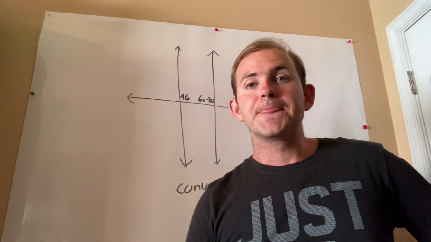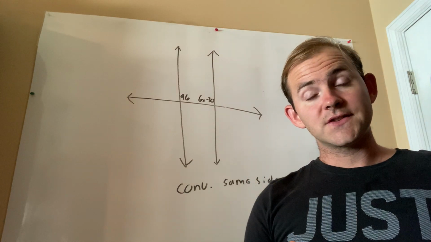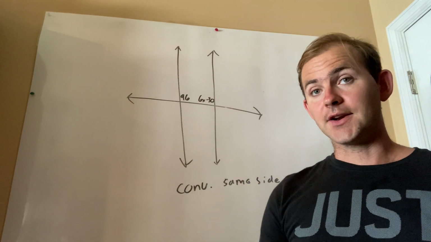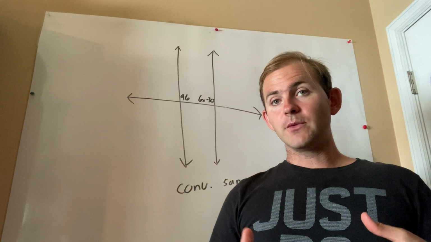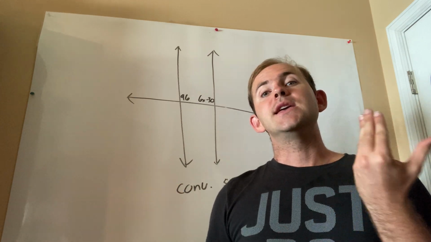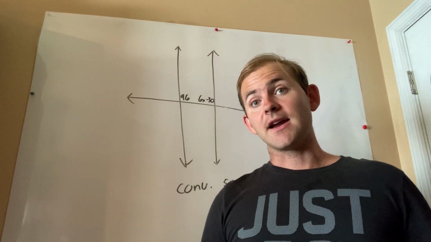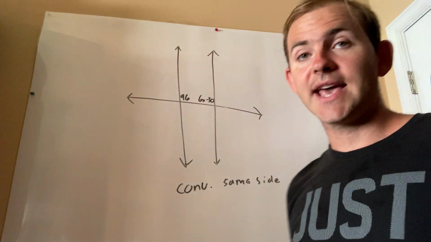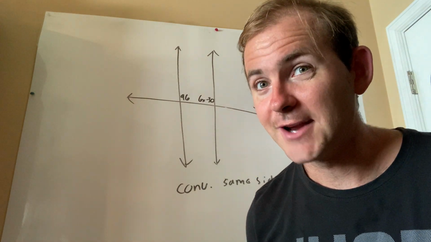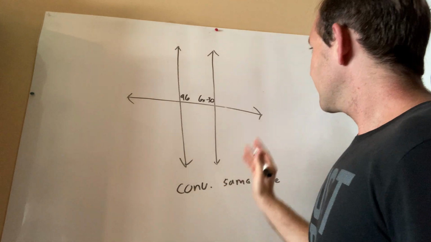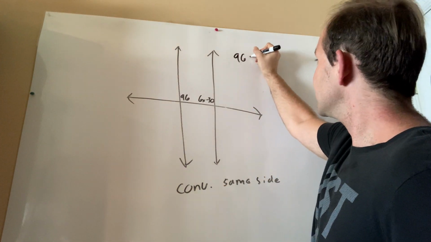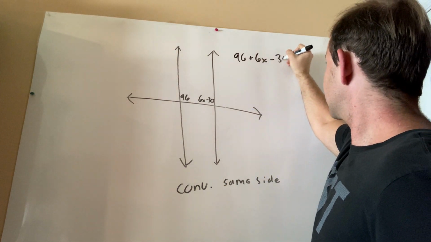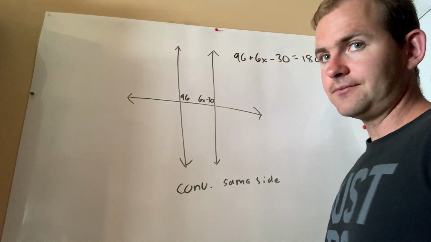Now here's the thing. What you got to remember from earlier in this unit is which category these fall under. Are these two angles congruent or are they supplementary? If you refer back to your notes, you'll find that they are in fact supplementary, which means they add up to, anyone? 180. So therefore, here's my equation. 96 plus 6x minus 30 equals 180.